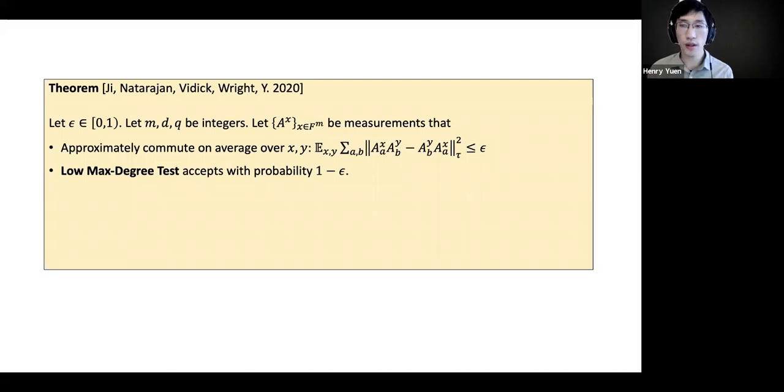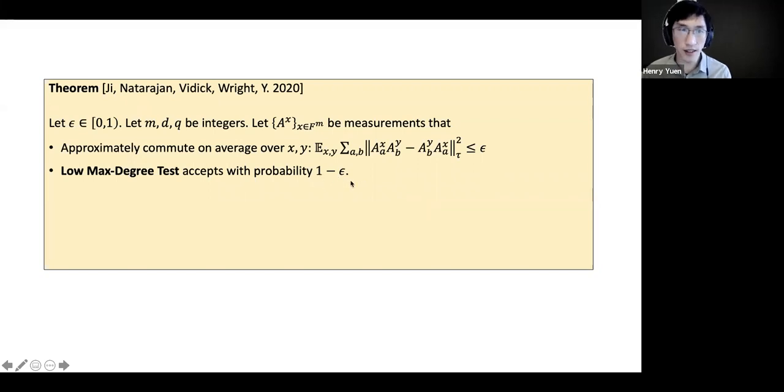So this brings us to the main result that I wanted to talk to you about. This is from joint work with G, Natarajan, Vidick, and Wright. Fix an epsilon and fix these parameters: the vector space dimension M, degree D, field size Q. Let's say you have these measurements that approximately commute in the way we had before, and something called the low max degree test accepts with probability 1 minus epsilon.